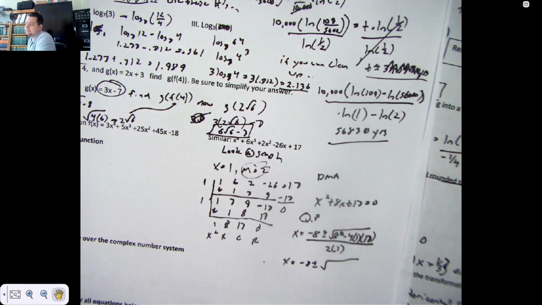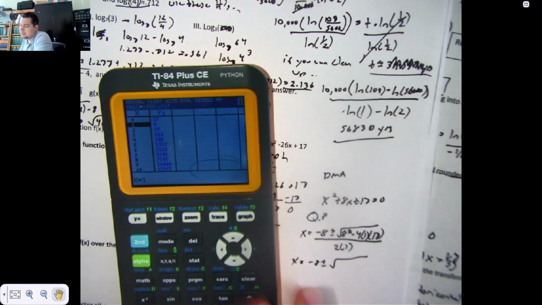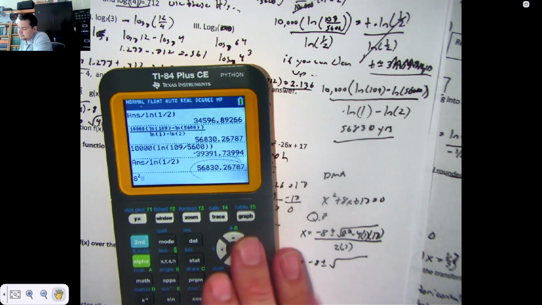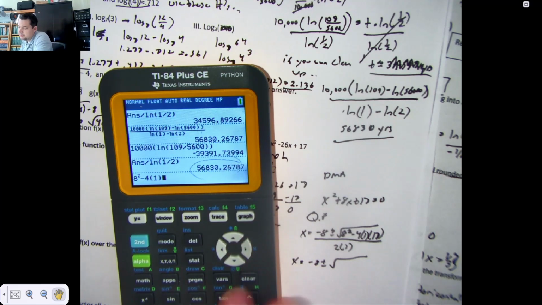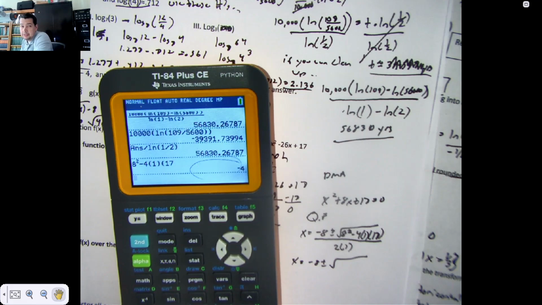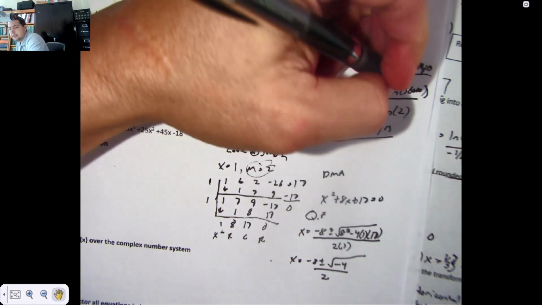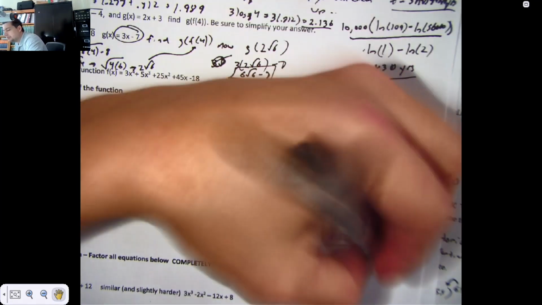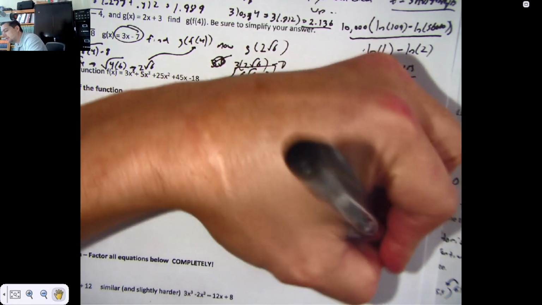What's the net radical? I believe it's a -4. That's what it looks like to me. 8 to the second minus 4 times 1 times 17 is a -4. Now the root of -4 is 2i. This will reduce. This becomes -4 plus or minus i.